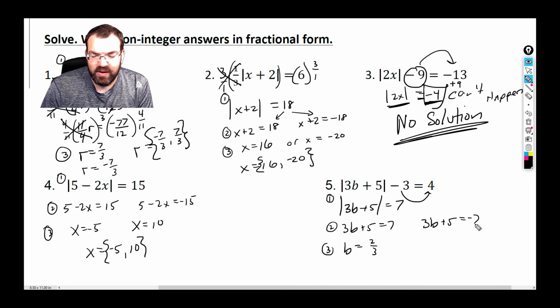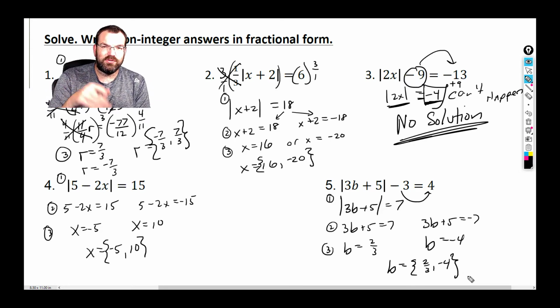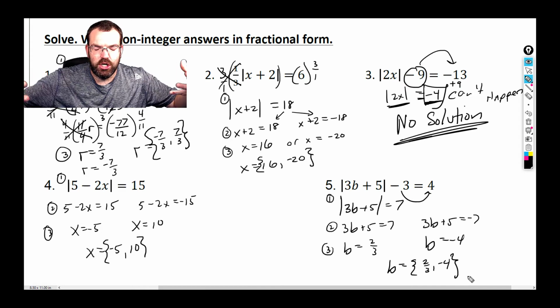This one here, minus the 5, that's negative 12. Negative 12 divided by 3 is negative 4. So b is equal to negative 4. So my answer is b equals curly brackets, 2/3, comma, negative 4. And that's it for the first 5. Let's go on to number 6.